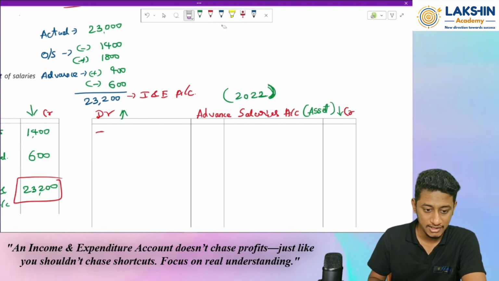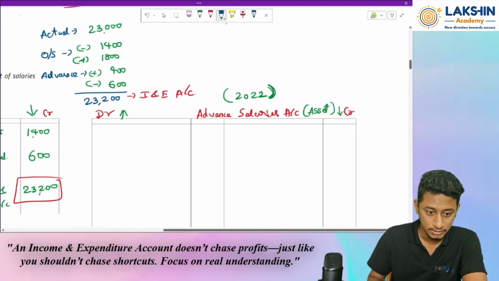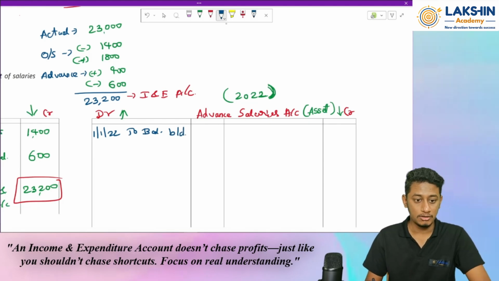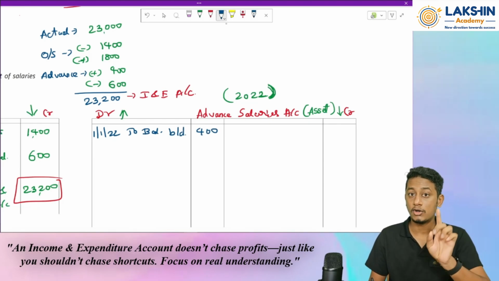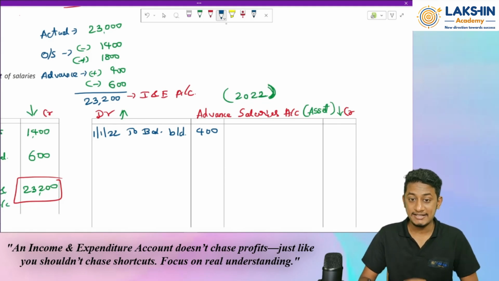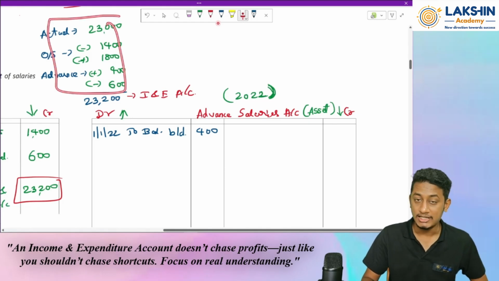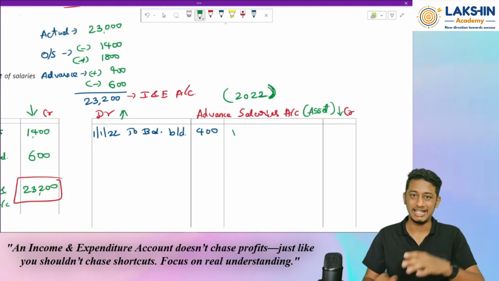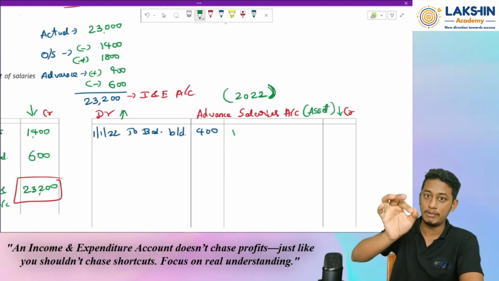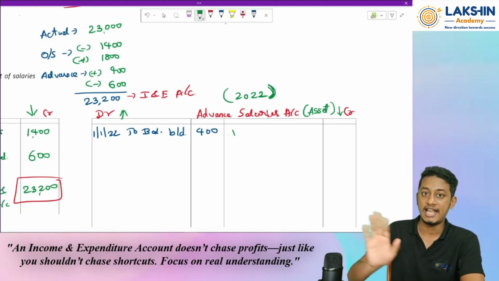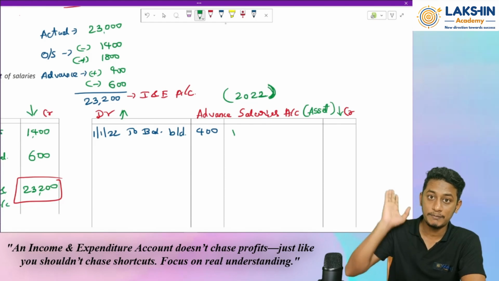To balance brought down. I will just write the dates also for you. It is on 1/1/22, balance brought down, rupees 400 is the opening balance. Now, should I keep this balance? No, it should be adjusted with the salary. We have done the adjustments over here. That means we have to adjust it with salaries. I need to reduce it now. Whatever was advanced for the previous year actually belongs to this financial year, that is 2022. So now I need to adjust it with this year's salary only. It will clear off the previous year advance.